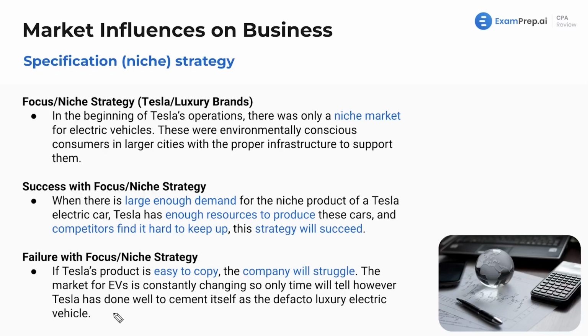However, Tesla's done, I'd say, a pretty good job to cement itself as the de facto luxury electric car vehicle, and they've also made their cars more affordable, so that increases their access. But it still is niche by the fact that the majority of the market is still combustion engine, gasoline cars. That's a good example of a niche or focus strategy through Tesla.